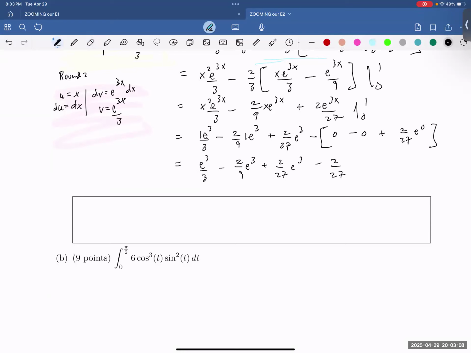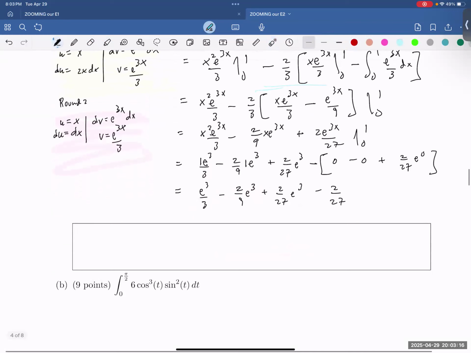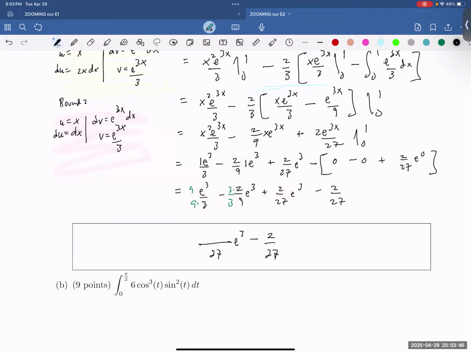2/27. So these first several terms, these three are all e cubed terms, and you just need to find a common denominator there. So the common denominator is 27. So this needs to be scaled by 3. This needs to be scaled by 9. And that would give us something over 27 e cubed minus 2/27. And the something is 9 minus 6, that's 3, plus 2, that's 5.